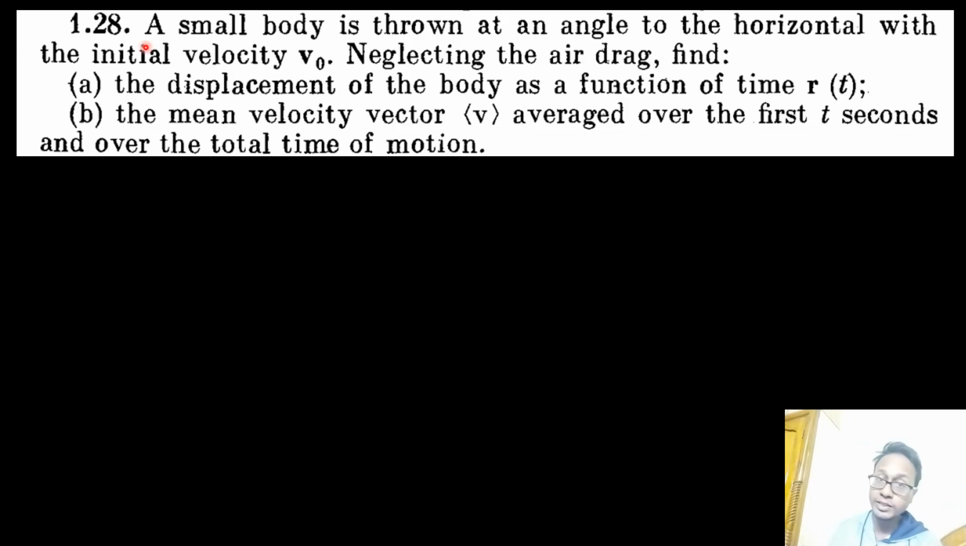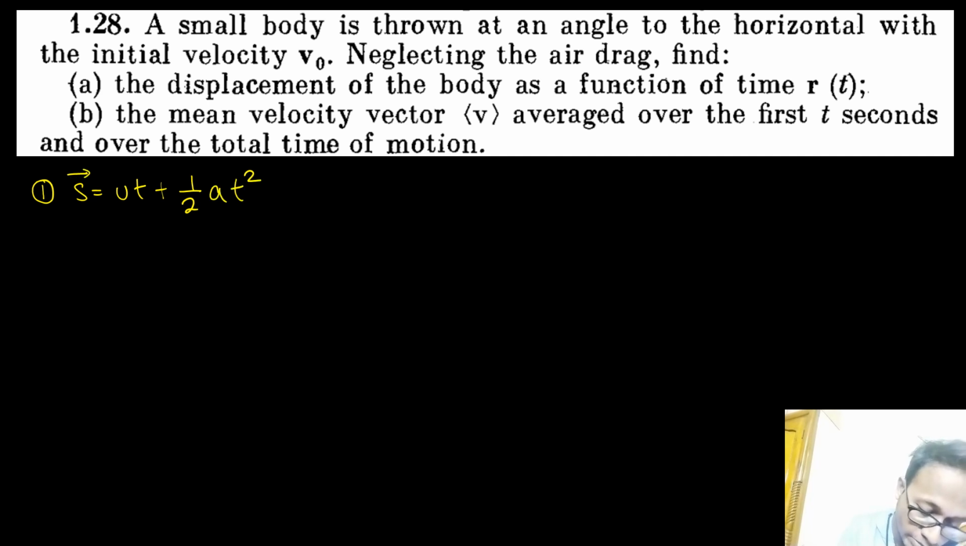See, look at this question. A small body is thrown at an angle to the horizontal with an initial velocity v0. Neglecting the air drag, find the displacement of the body as a function of time. So what the question is essentially asking is, you will remember the formula S is equals to ut plus half at square. This is what the question is asking, but the displacement vector is expressed through the velocity vector and acceleration vector into t square. Problem is, how do I derive this one?